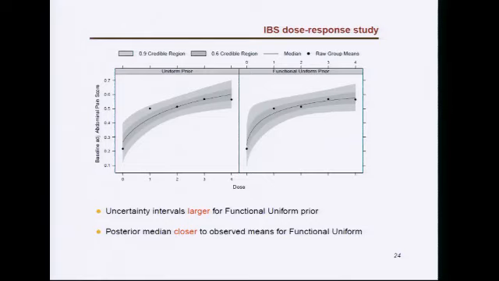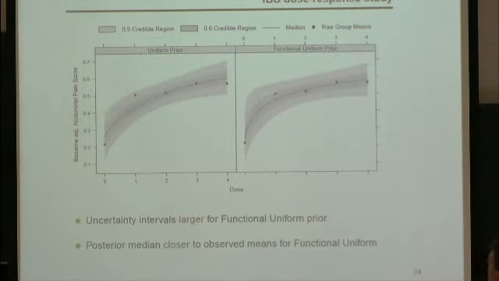Particularly, you can see here, first of all, the posterior median is somehow closer to the observed data, and the uncertainty interval in this region is a bit larger, which I find quite reasonable, because this is where the action takes place in this curve, and so there should be most of the uncertainty. And the functional uniform distribution exactly leads to this behavior. So in this setting, I think the functional uniform distribution makes sense.